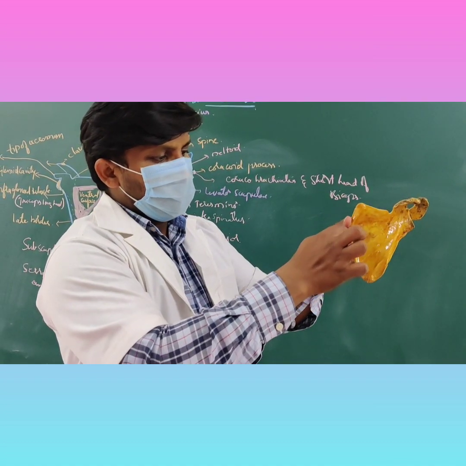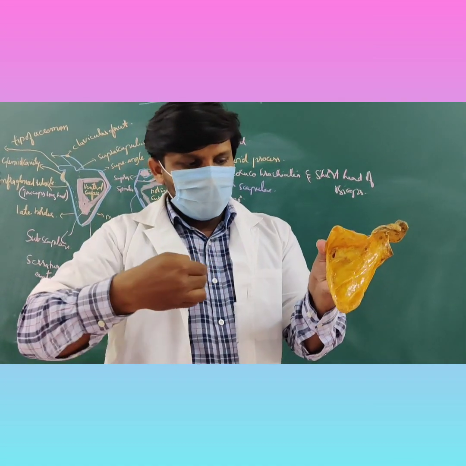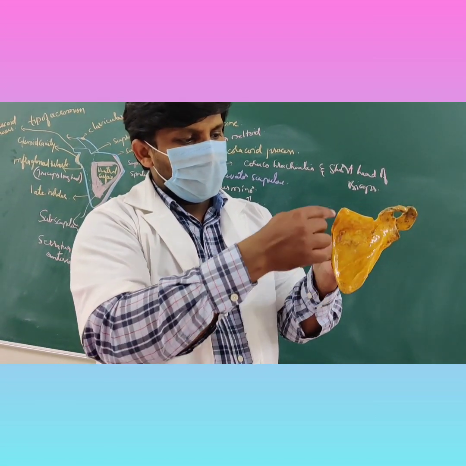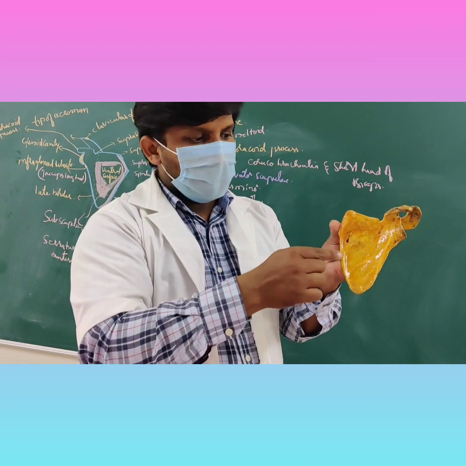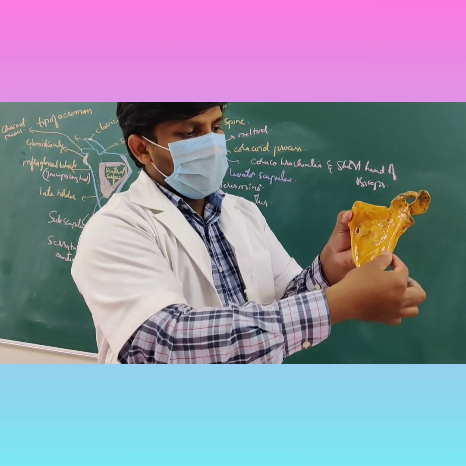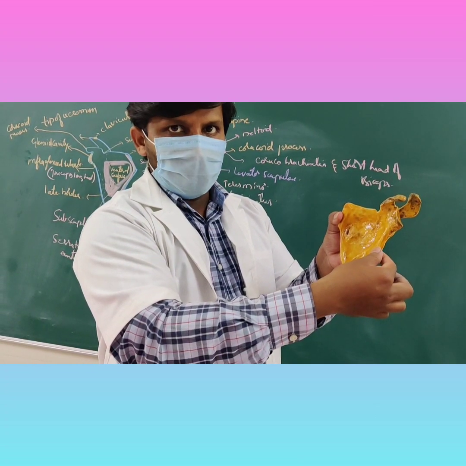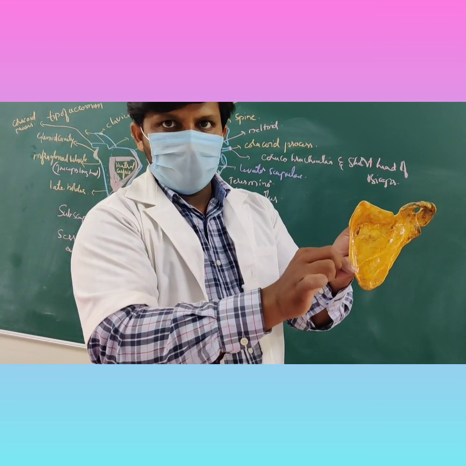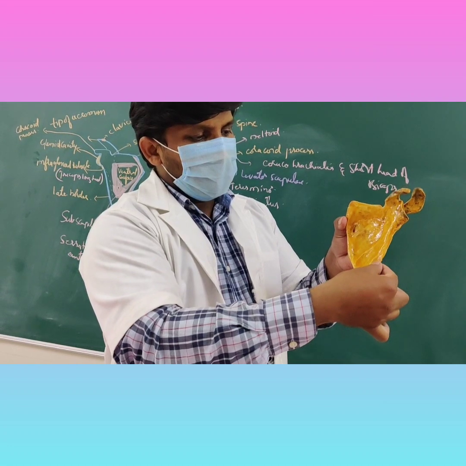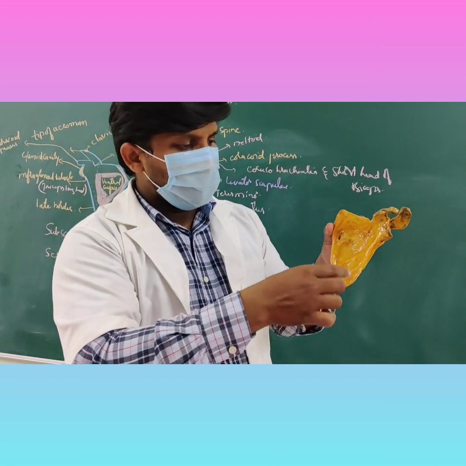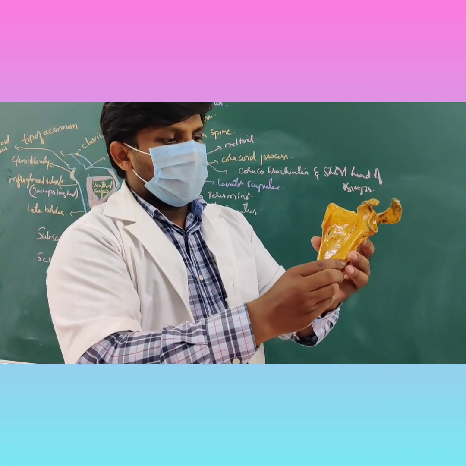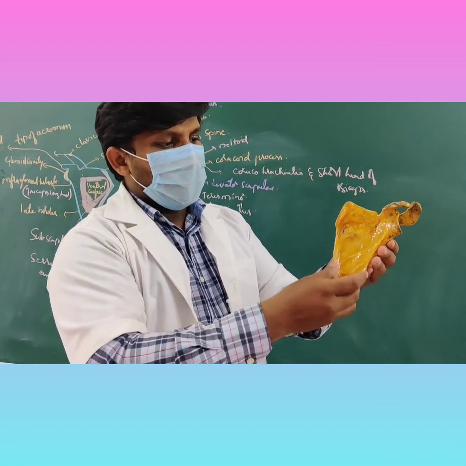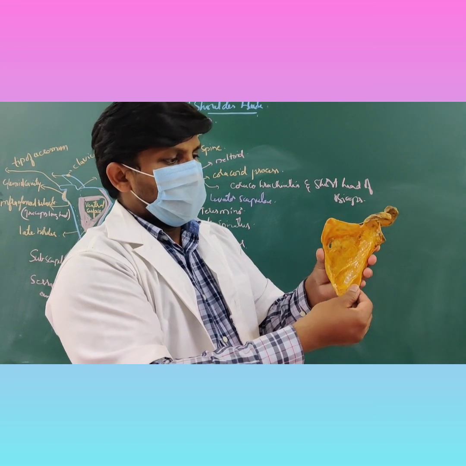The medial border is facing towards the median plane. This is the lateral border. The medial border is known as the vertebral border because it is related to the vertebra. The lateral border is known as the axillary border. It is related to the axilla. So these are the borders of the scapula: the superior border, medial border, and lateral border.